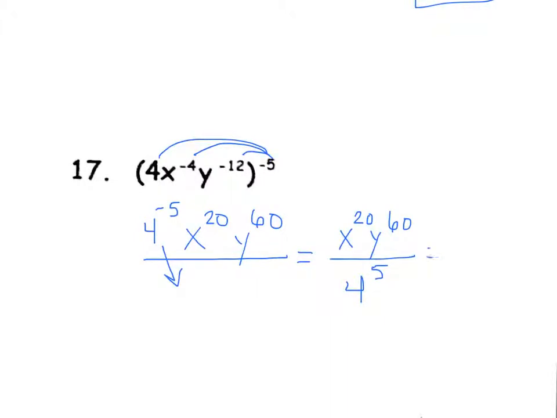Okay. Let's see, x to the 20th, y to the 60th, 4 to the 5th. I have to get out a calculator, but that is 4 times 4, 16. Let's see, 32, 64, 128, 256, 512. And that's your answer.